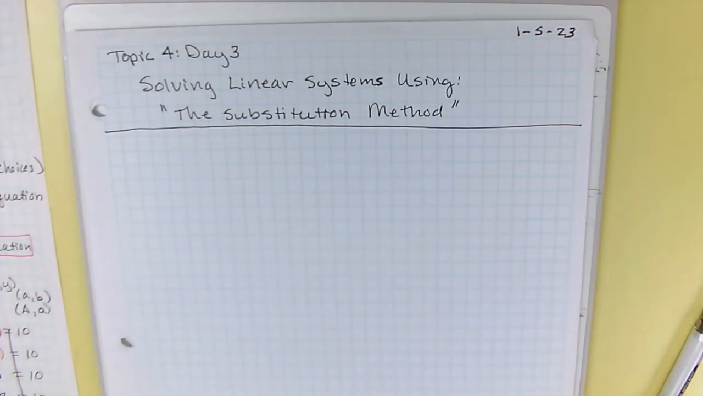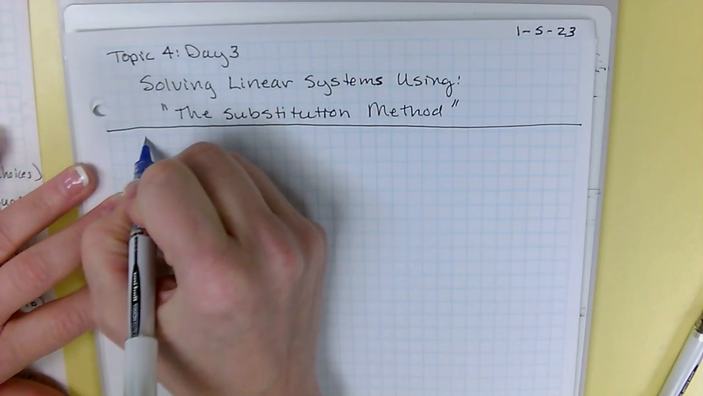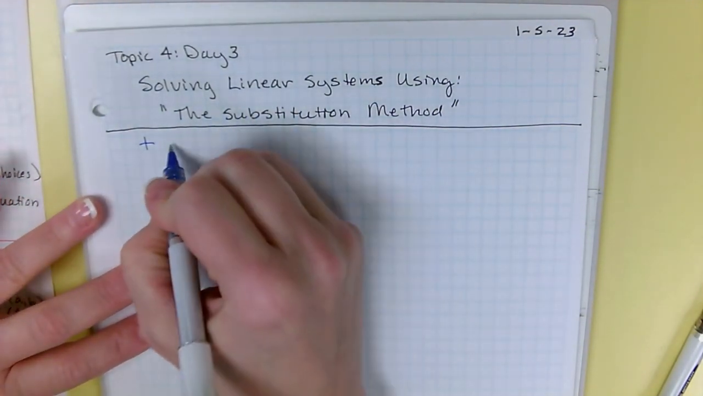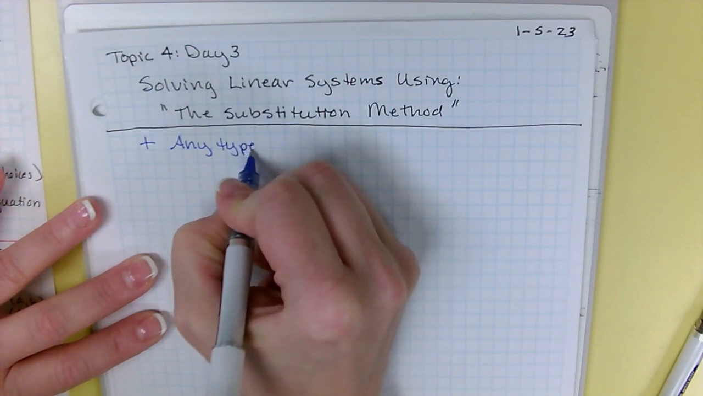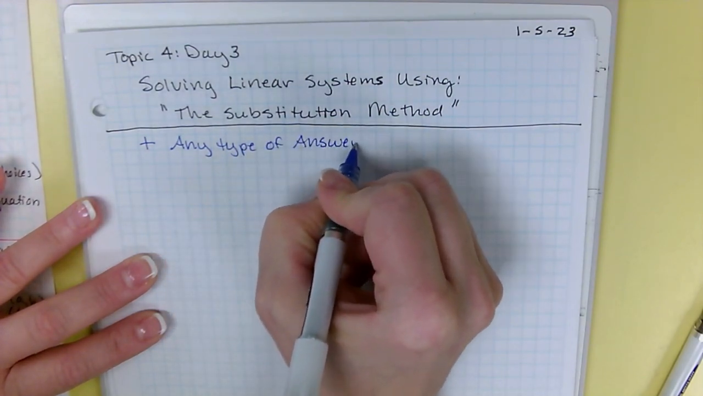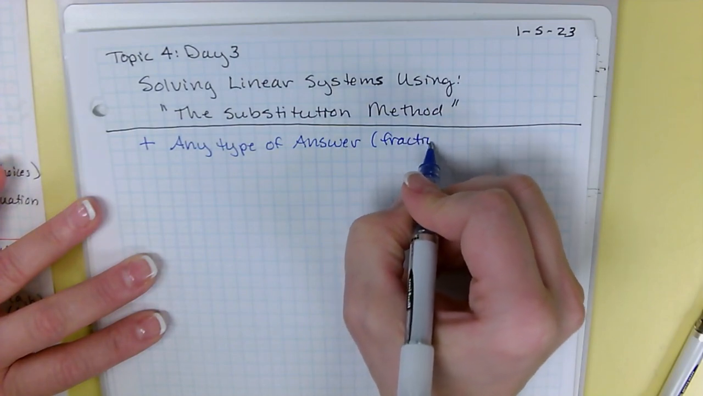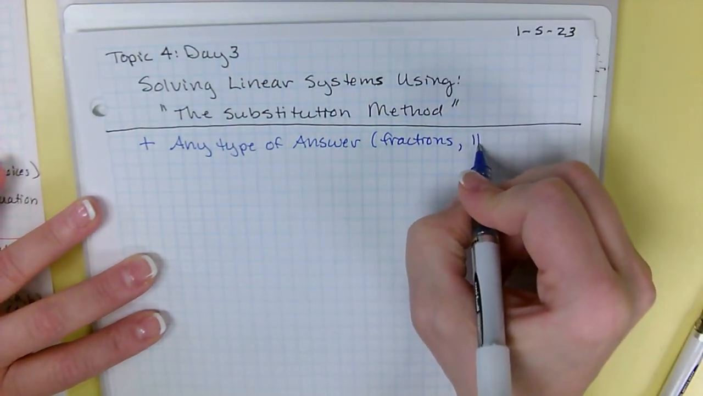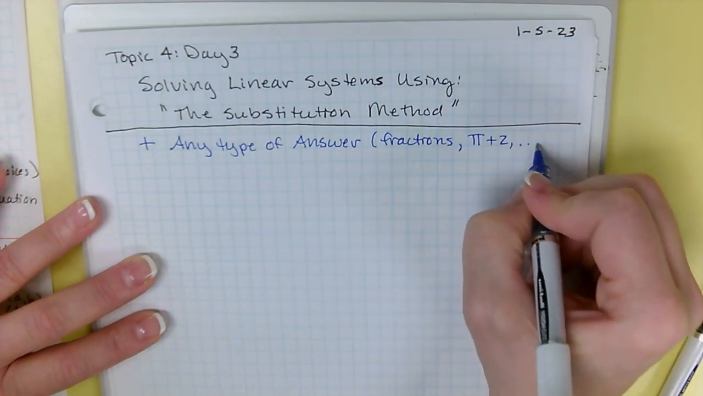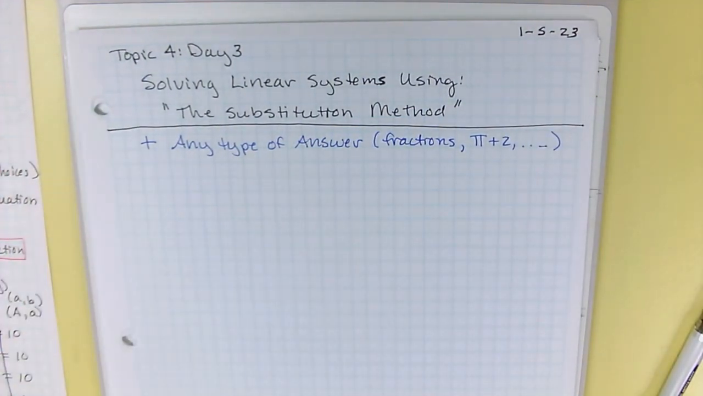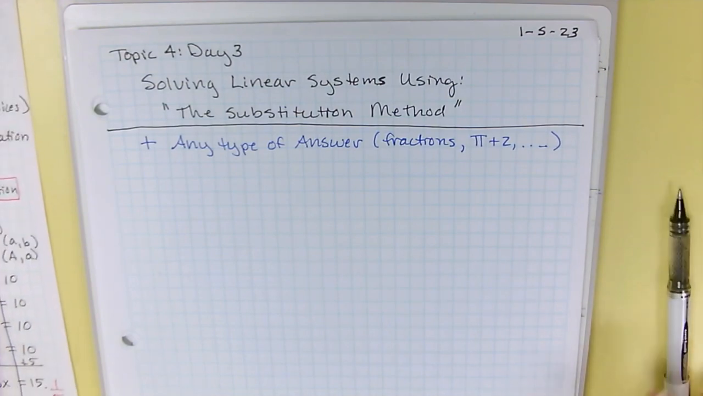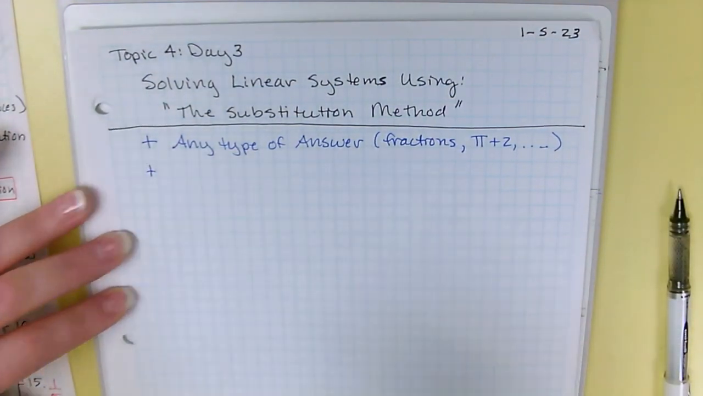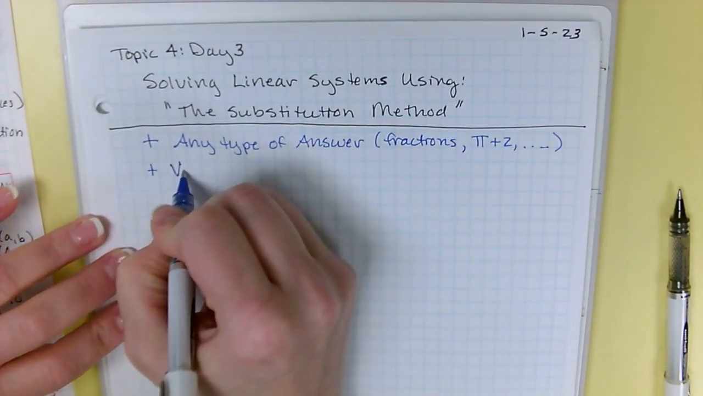And substitution method, I call it our workhorse method because honestly, we probably use substitution more than any other solving method. It just works on practically everything. One of the biggest pluses in using this method is it can give you any type of answer. It can give you fractions. It can give you answers with like pi in them. Pretty much everything is open season when it comes to substitution methods. You can find anything.